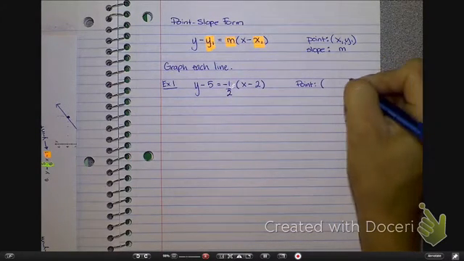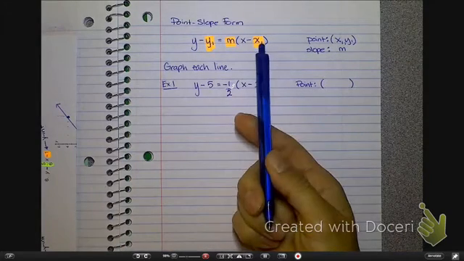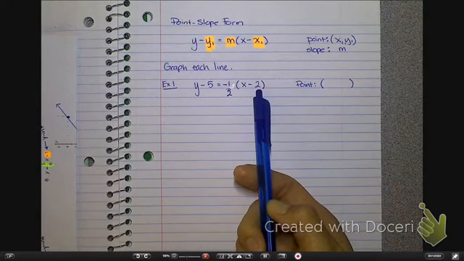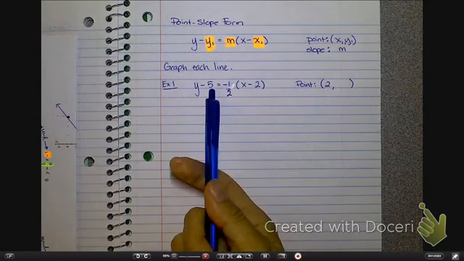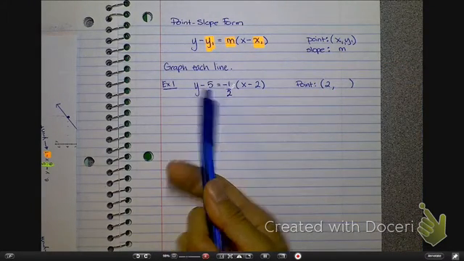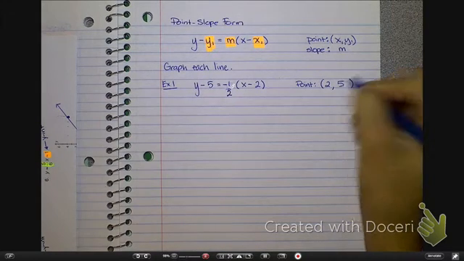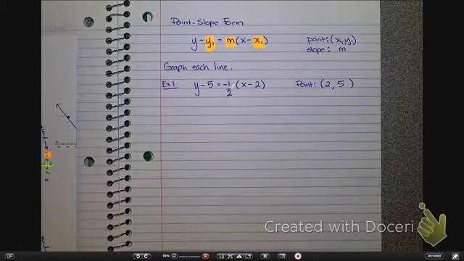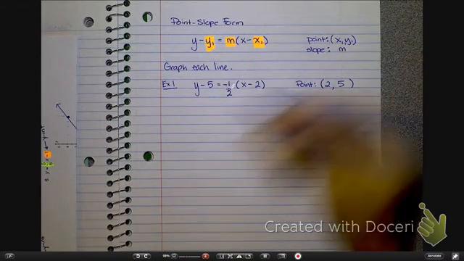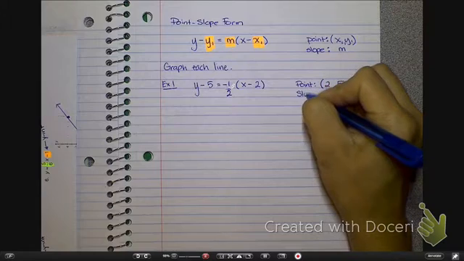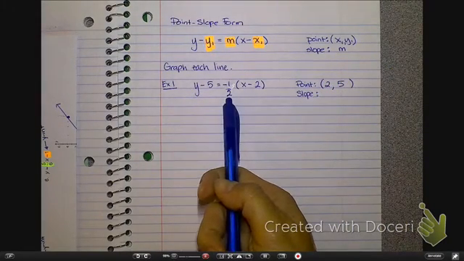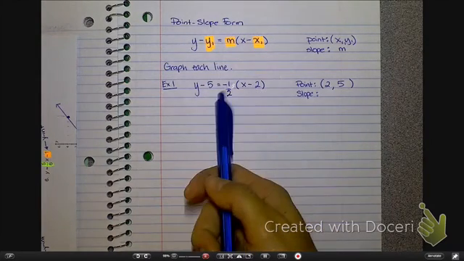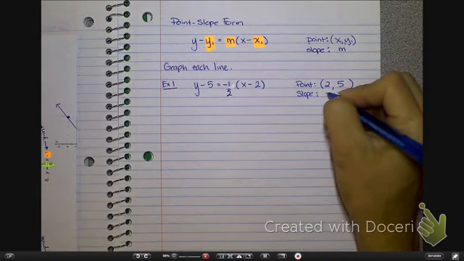So our point here is going to be our value that's subtracting with x. That number is 2. And then our value that's subtracting with y. That number is 5. So our point is going to be 2, 5. Now, what's our slope? Well, our slope is this number here that's multiplying by this set of parentheses. So our slope is negative 1/2.